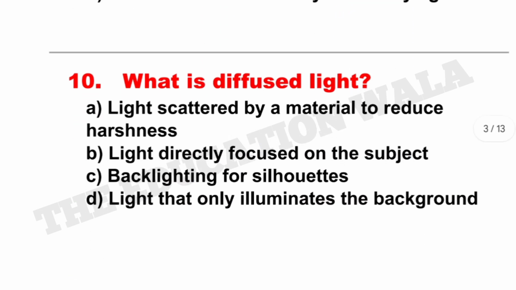Question number 10. What is diffused light? Option A: light scattered by a material to reduce harshness. Option B: light directly focused on the subject. Option C: backlighting for silhouettes. Option D: light that only illuminates the background. The right answer is light scattered by a material to reduce harshness.